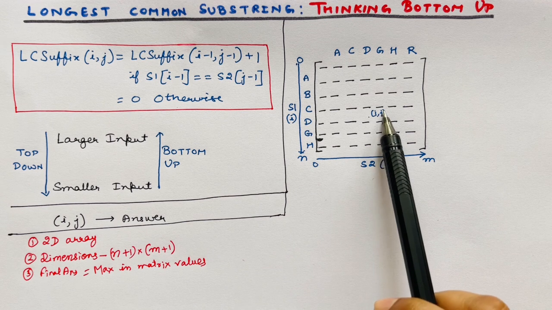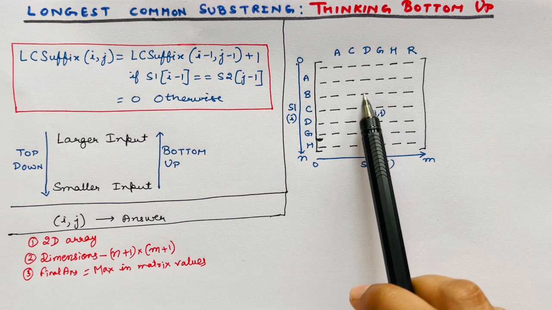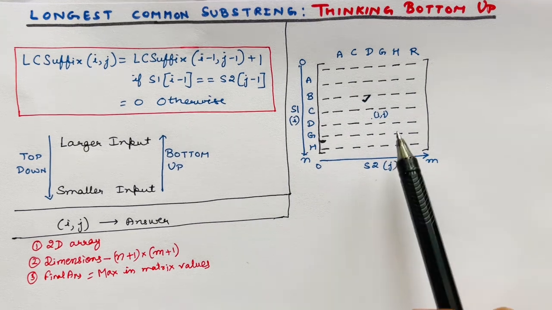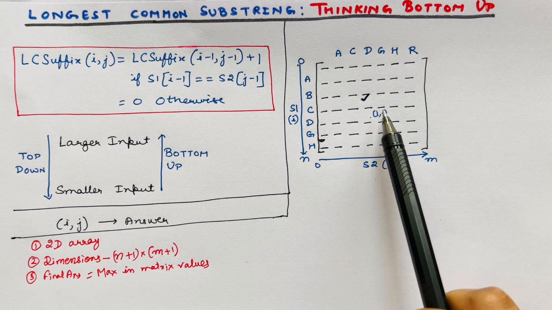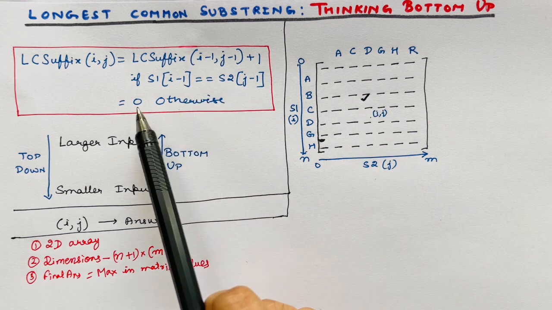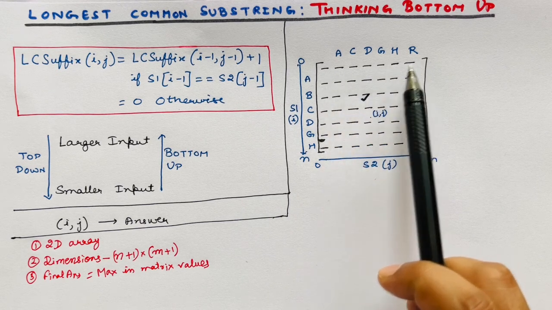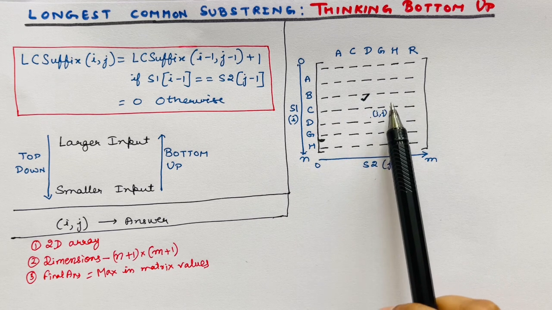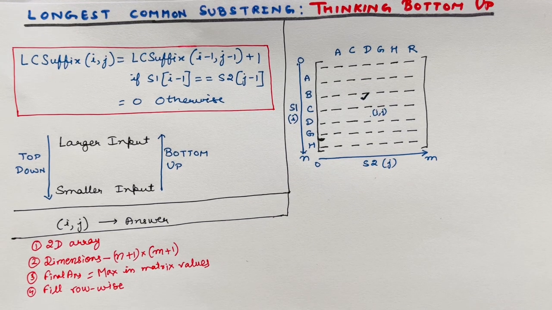Now if i, j is here, then where will i minus 1 and j minus 1 lie? This will be i minus 1, j minus 1. So what will we fill at i, j? We will fill this value plus 1. And if the two characters were not equal, we will simply fill 0. This also means that we can fill this matrix row wise. That way, when we reach i, j, we will have all the values that we need. So we have noted here that we have to fill this matrix row wise.